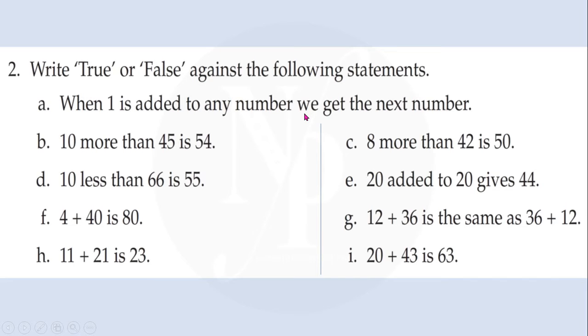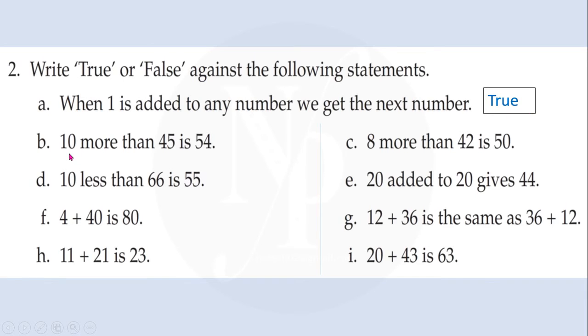For example, 5 plus 1 is 6, 10 plus 1 is 11, 28 plus 1 is 29, isn't it? So when 1 is added to any number, we get the next number. So this statement is true. This statement is correct. So we will write true in front of this statement. Write a true in front of that.